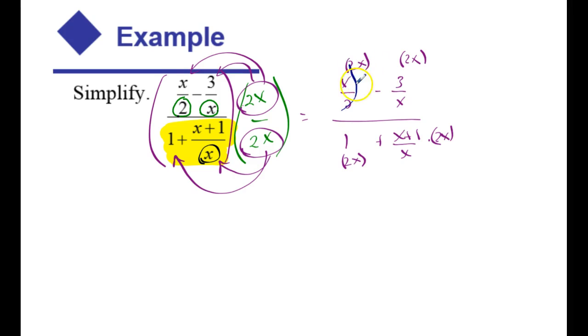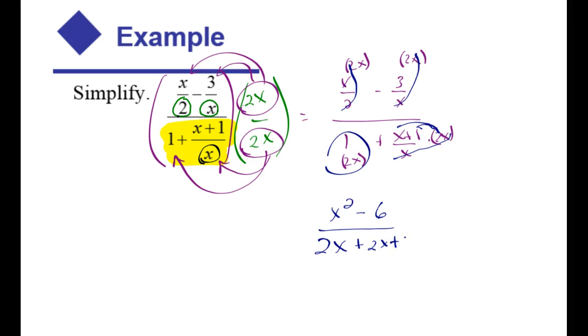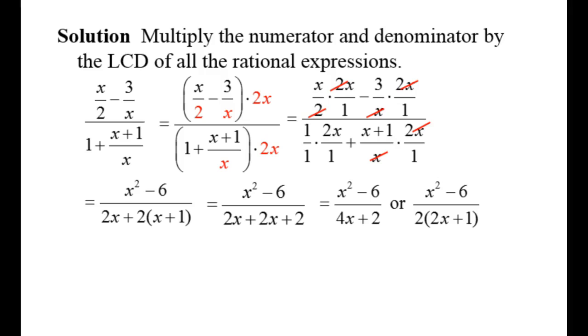a lot cancels here. So I'm left with x times x, which is x squared. These x's cancel. Minus 6 over, this is just 2x, and the x's cancel here, and I'll distribute the 2 for a 2x plus 2. So this comes down to x squared minus 6 over 4x plus 2. And I think that's the simplest way, using method 1, of solving this.